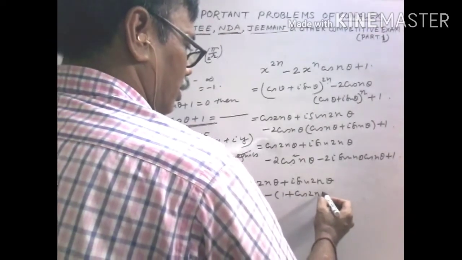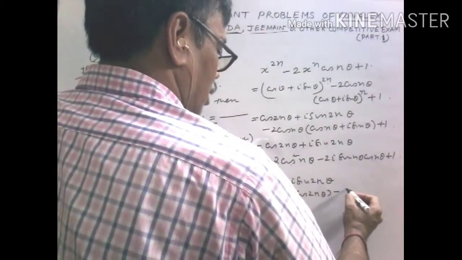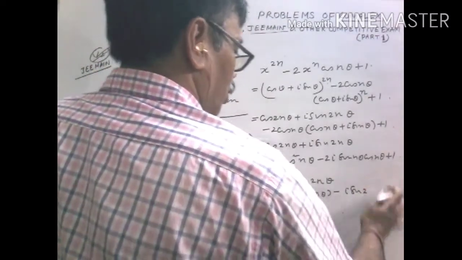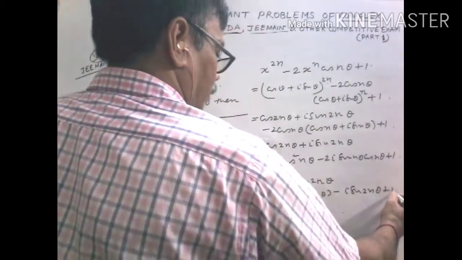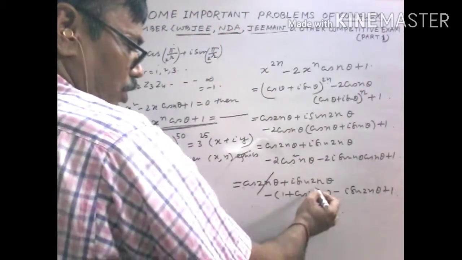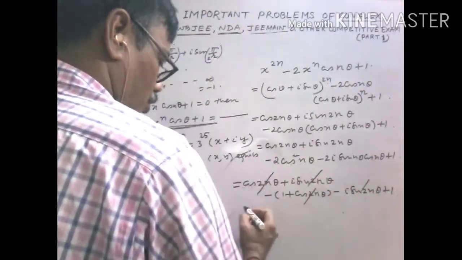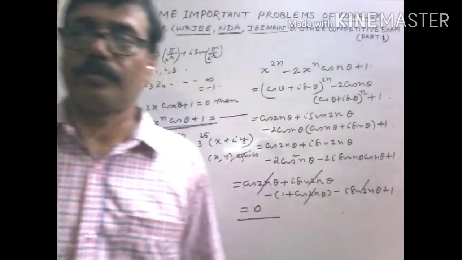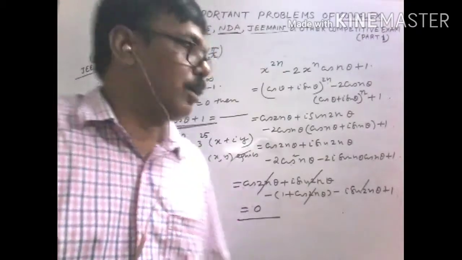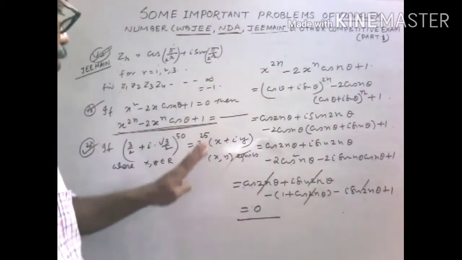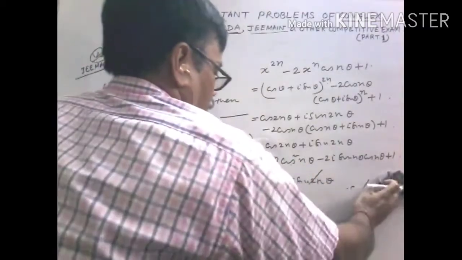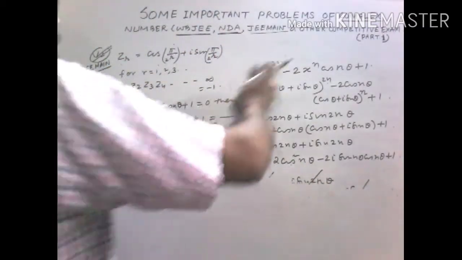Now last step, this one cos 2n theta plus i sin 2n theta. This is 1 plus cos 2n theta, this is i into sin 2n theta, plus 1. Now look, this one cancels, this one cancels, 1 cancels. So the final result is 0. So this is using Euler's theorem and de Moivre's theorem.